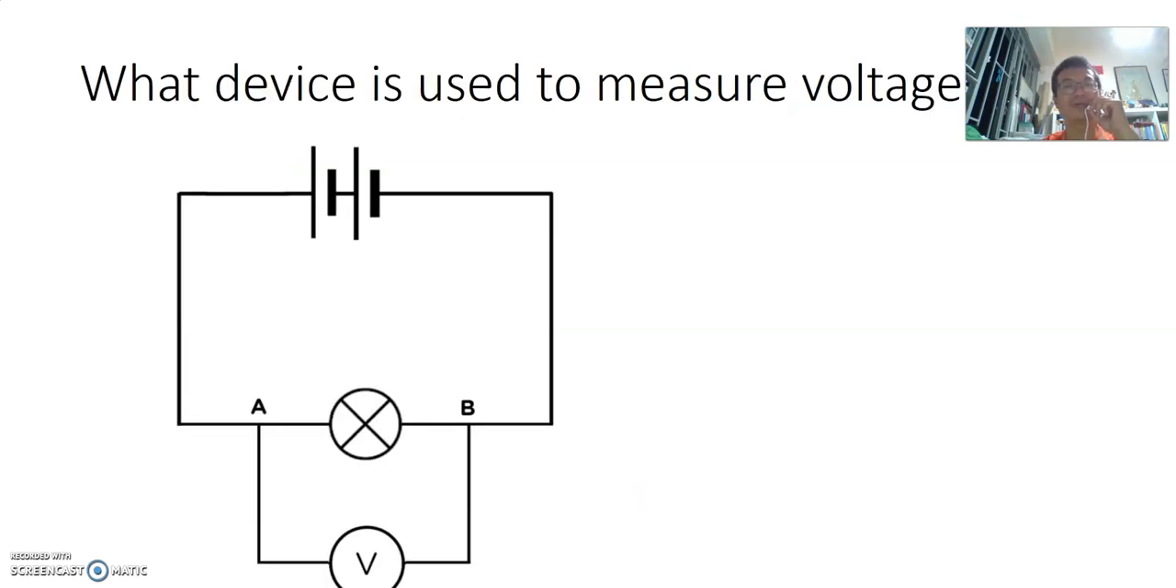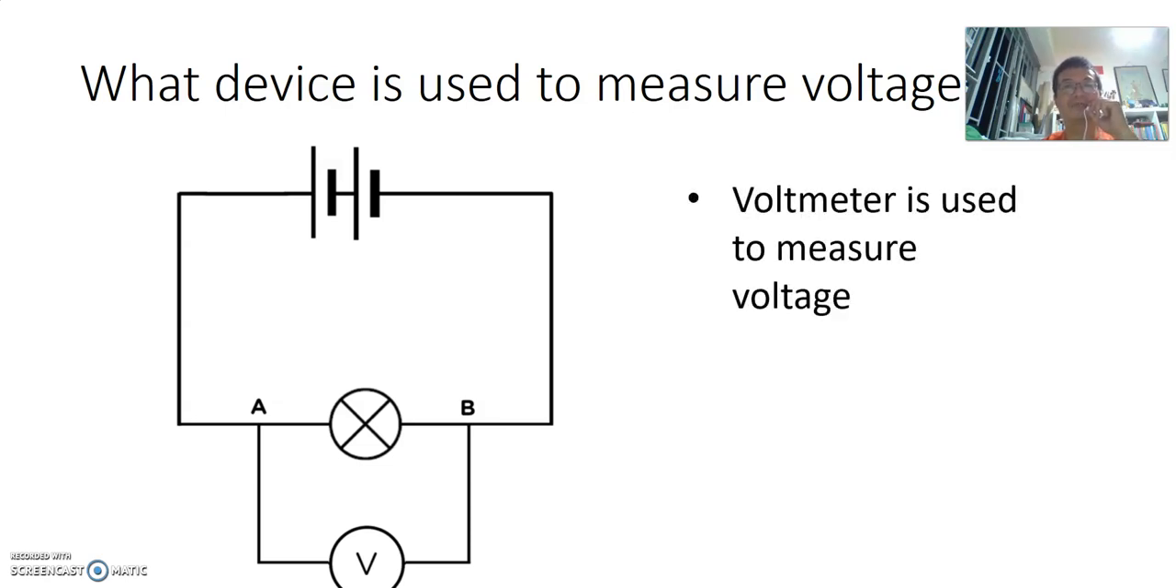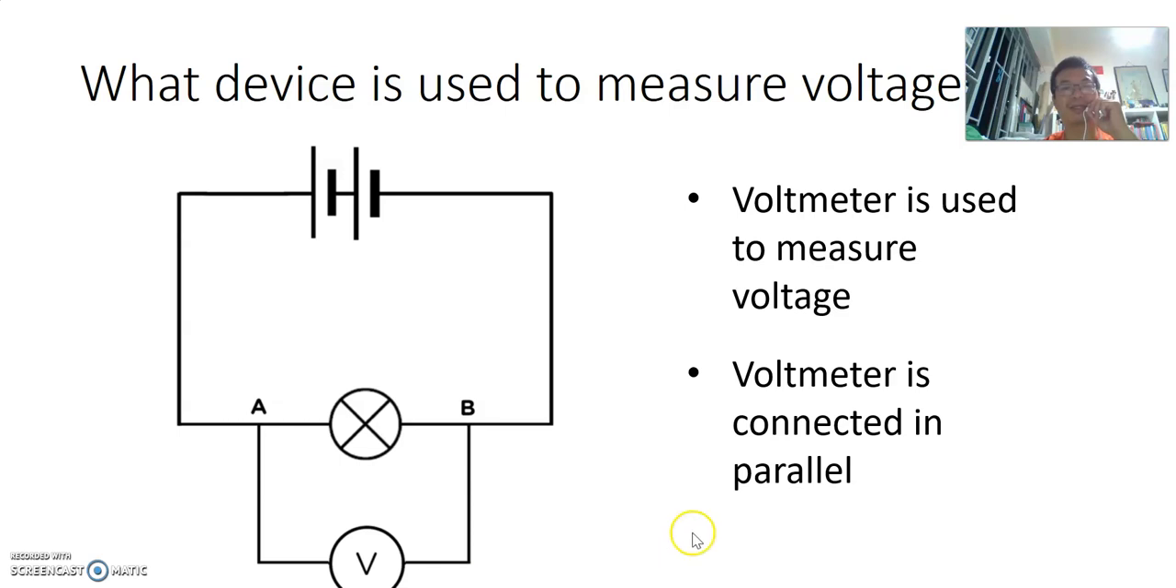Okay, now let's go on after we are clear with the dry cell and battery terms. What do we use to measure voltage? If we have a dry cell at home, we want to know whether it is still usable. We need to measure its voltage. We use a voltmeter to measure voltage. The voltmeter has to be connected in parallel.